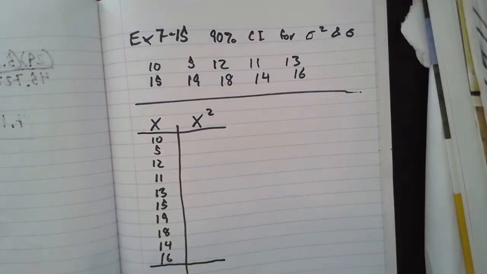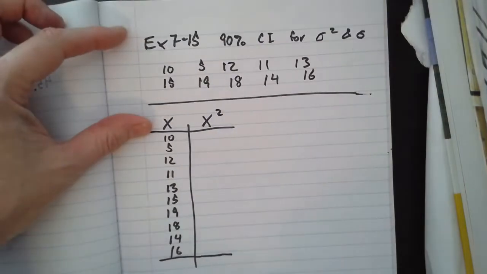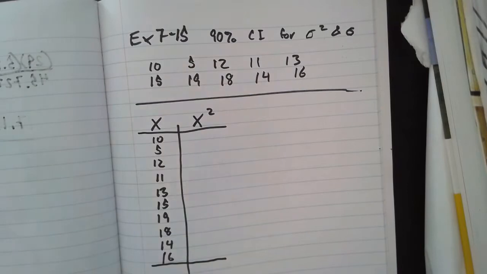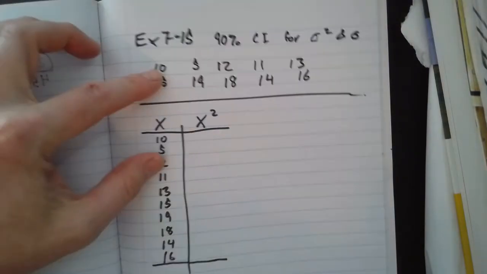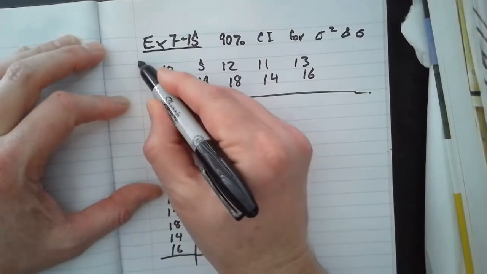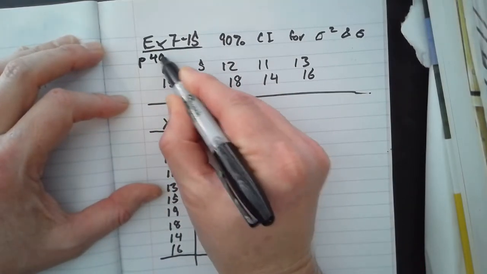Okay, so here we are again. This is chapter 7, section 4, talking about confidence intervals for variance and standard deviation. And here we're going to example 7-15, page 402.